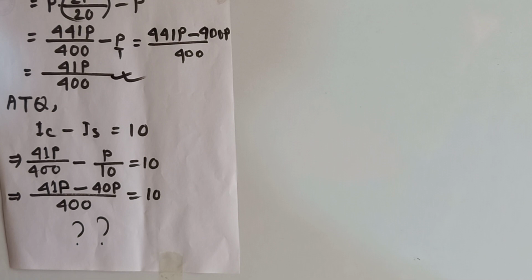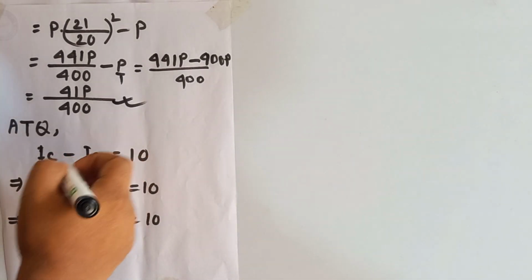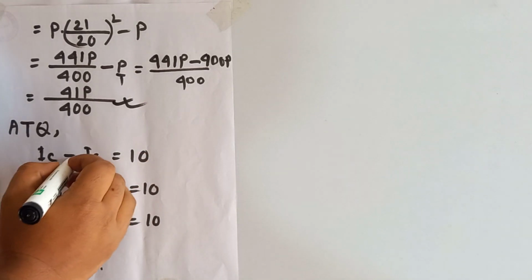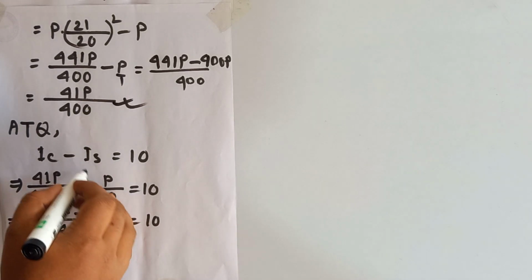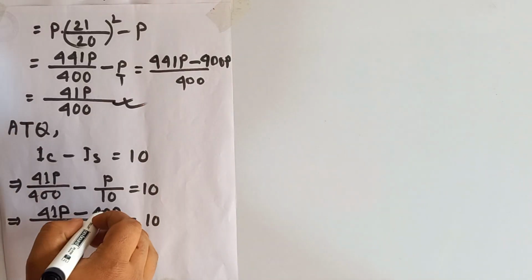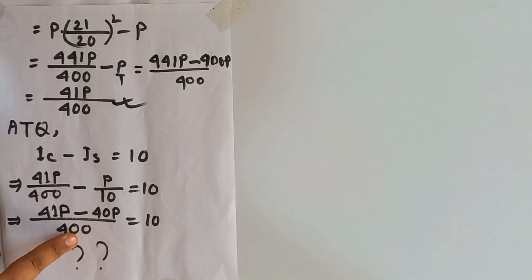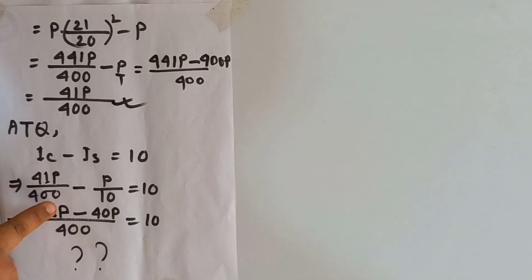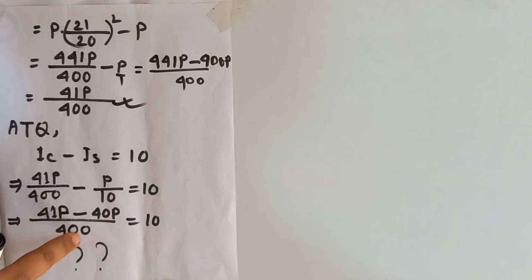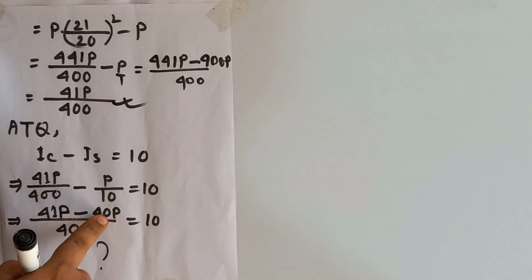According to the question, the difference between compound profit and simple profit is 10 taka. So IC minus IS. IC means 41P by 400 minus IS means P by 10 equals 10. So now we do the calculation. Both LCM is 400. Now we divide this 400 by 400 and we get 1. That 1 is multiplied with 41P and we get 41P minus. We divide this 400 by 10, we get 40. 40 is multiplied with P, we get 40P.